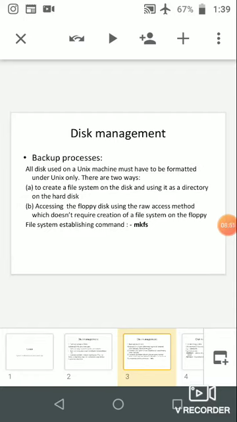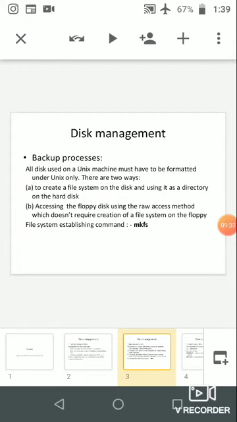And secondly, we have to mount this file system at a specific place, and that specific place is called a mount point on the file system. File mounting, about these things we shall discuss in another session of lecture later on. But for now, we are just mentioning these two steps, what we have to do to use that file system as a directory on the hard disk.